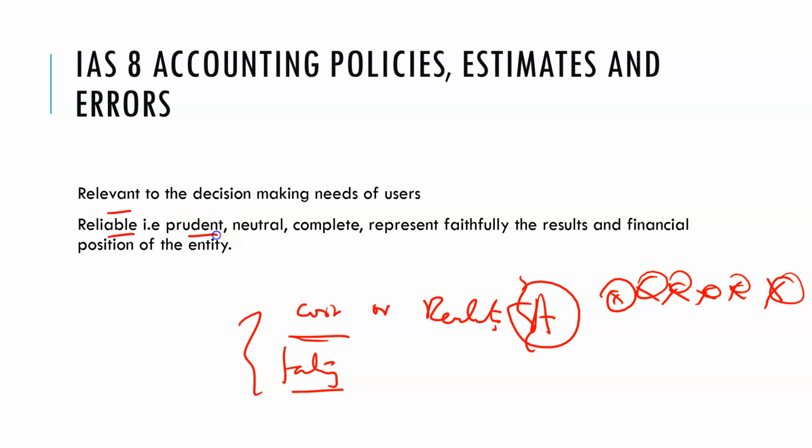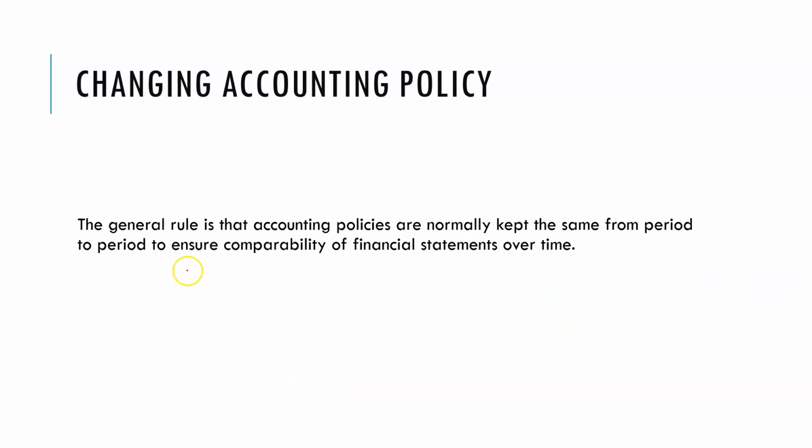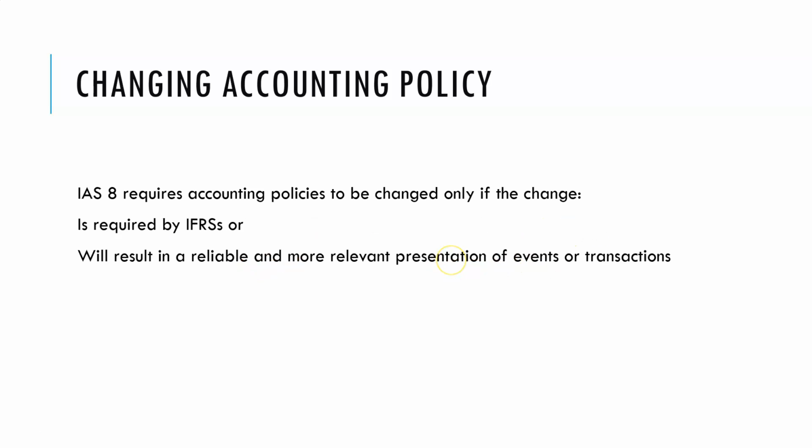So this is what I was saying, reliable, and it must faithfully, as closely as possible, represent the results and the financial position of the entity. The general rule is that accounting policies, like I said earlier on, are normally kept the same from period to period to ensure comparability of financial statements over time. IAS 8 requires accounting policies to be changed only, one, if it is required by an IFRS.